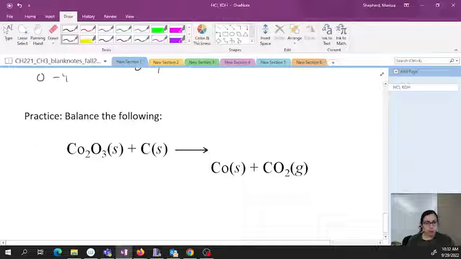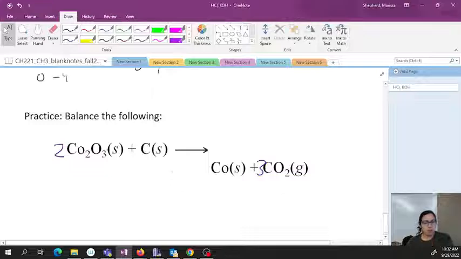So how did you approach this? What did you maybe try to balance first? I balanced the oxygen first. So that's what I would do. So what did you try to do to balance the oxygen? Since it was an odd number for the first one, I just did 2. So if we put a 2 here, then we have to put a 3 here.